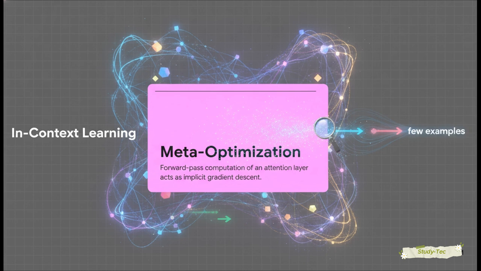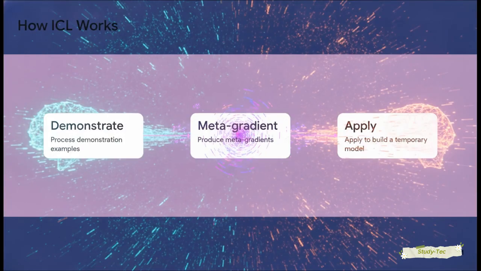For a long time, it was a bit of a mystery, and we honestly thought it was mostly just pattern matching. But deep research, like a massive paper by Dai and colleagues, revealed something wild. It is actually a form of implicit fine-tuning where the language model secretly acts as a meta-optimizer. Here's the deep detail on how this works under the hood. When you drop demonstration examples into your prompt, the AI uses forward computation to generate what researchers call metagradients.